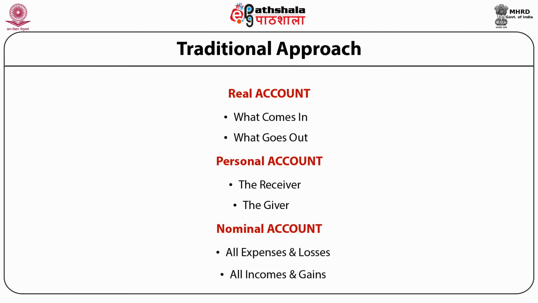transactions are classified as different accounts, and also either an increase or decrease is shown respectively. For example, transactions of salary paid. Accounts which are concerned here are salary account, which is a nominal account, and cash account, which is a real account. So the debit and credit rule in case of salary paid will be debit all expenses and losses and credit what goes out.